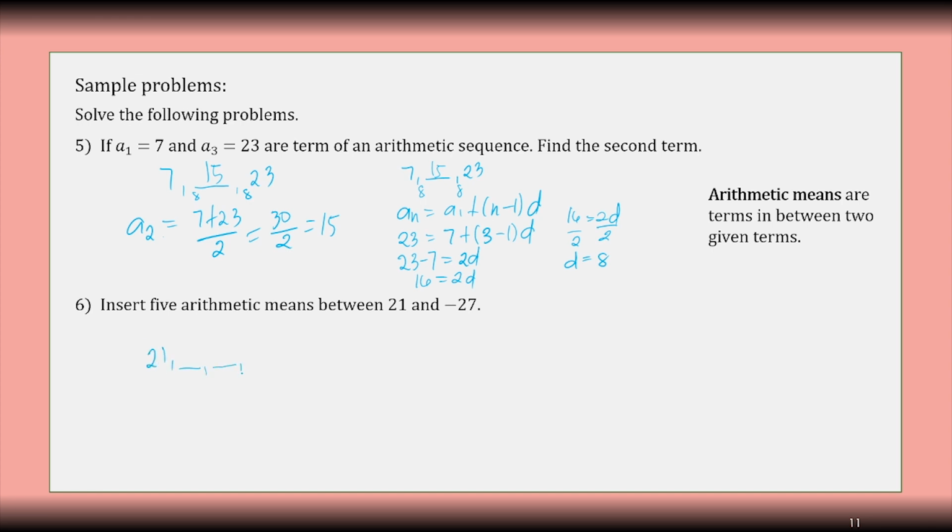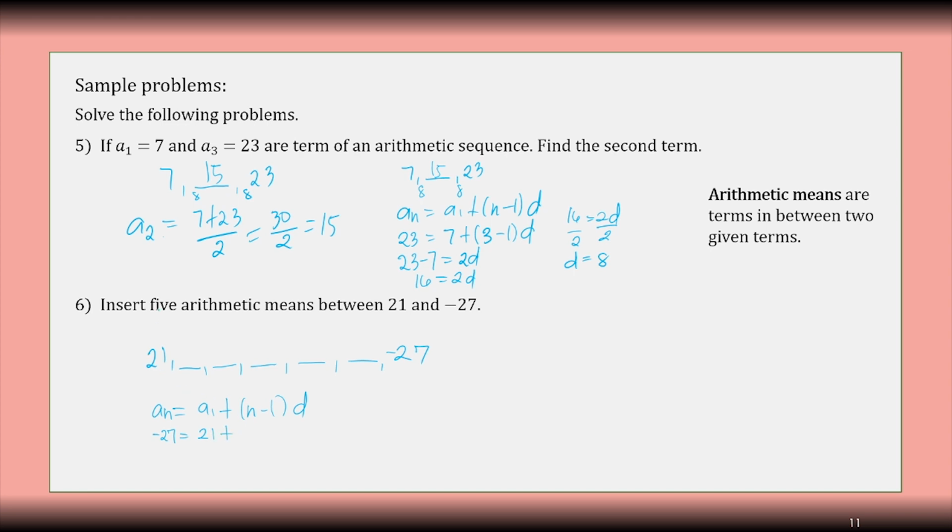So 5 yung ating i-insert. Then negative 27. So yung ating a sub n, syempre ating last term. A sub 1 yung ating first term plus n minus 1 times the common difference. So a sub n natin dito is negative 27. A sub 1 natin is 21 plus ilan yung ating number of terms.